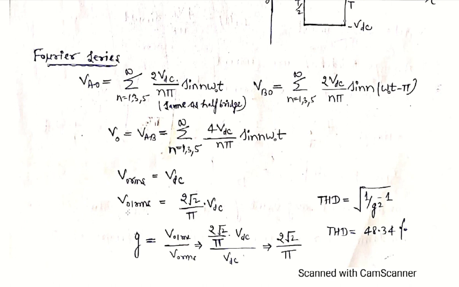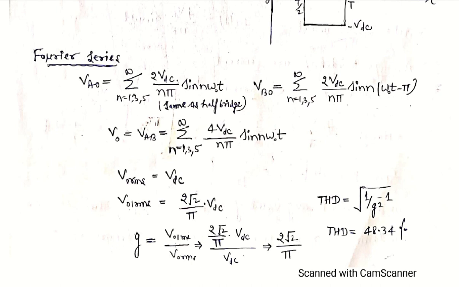And if you want to calculate the fundamental RMS, then simply take this 4 VDC divided by n pi, put n equals 1, and divide by root 2, because we want to calculate the RMS. So it is maximum divided by root 2. So 4 VDC divided by 1 times pi, divided by root 2. So it equals 2 root 2 divided by pi into VDC.